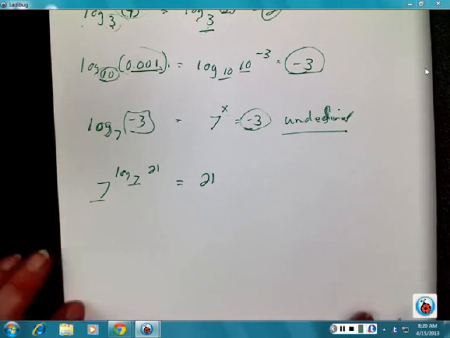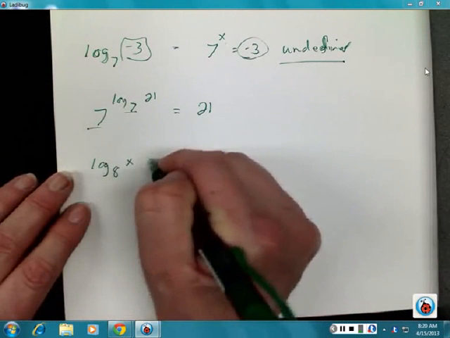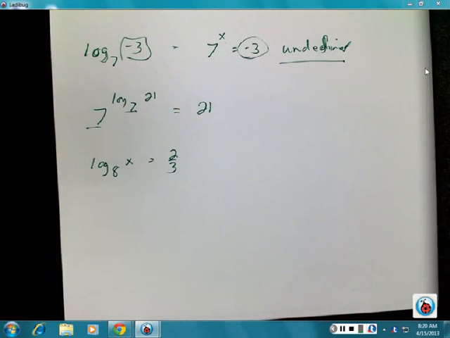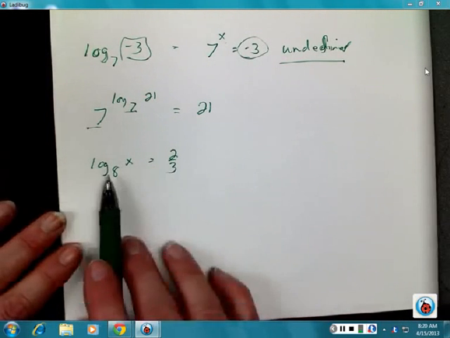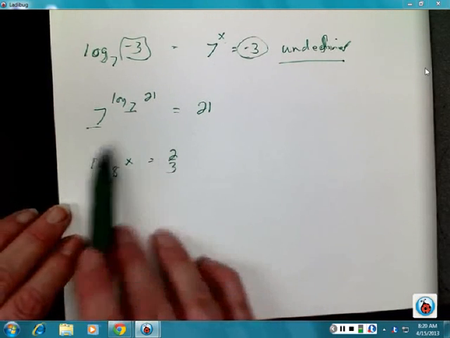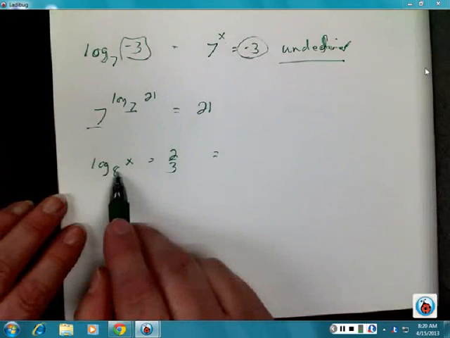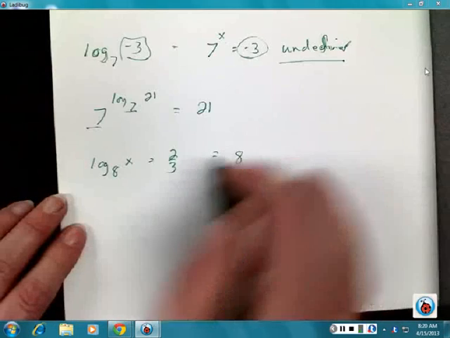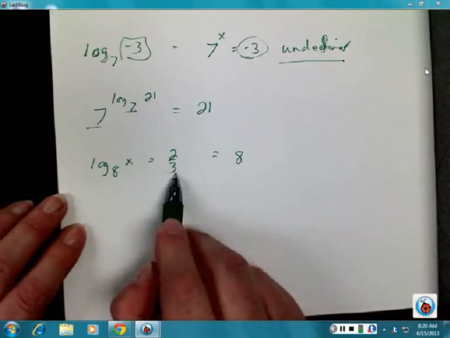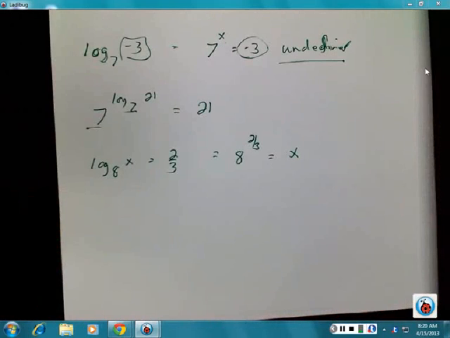If you have one that looks like this, log base 8 of x equals 2/3, what am I going to end up with? If I turn it back into exponential form, what's the pattern going to be? Well, it's going to be 8, and the answer on the other side of my log is my exponent. So I end up with 8 to the 2/3 equals x.